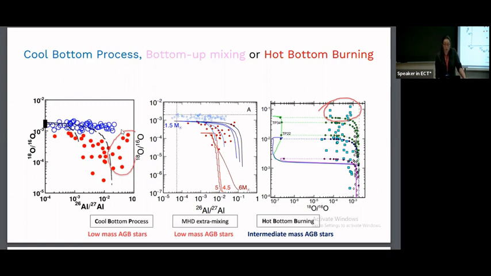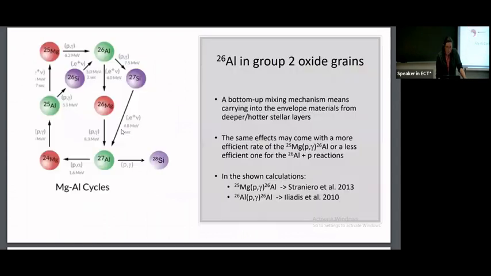But that is a solution that can come from stellar physics, and it can be very well mimicked or substituted by a more efficient reaction rate for the production of aluminum-26 or the destruction of aluminum-27, or again, a less effective aluminum-26 plus proton reaction, which is the destruction channel in the hydrogen burning scenario. So this is the situation. Here we have the aluminum-26, here we have the aluminum-27.